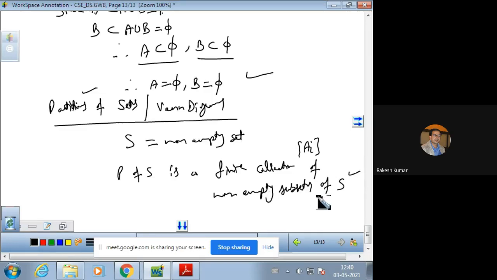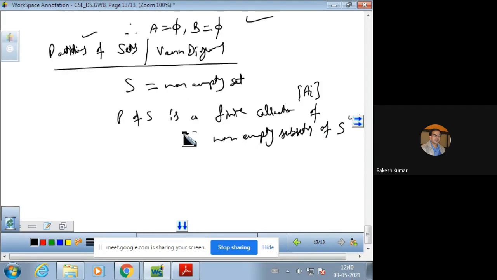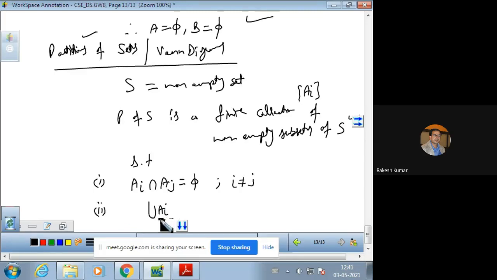इसके जितने भी subsets होंगे उनकी finite collection जो भी होएगी उसको हम लोग partition बोलेंगे, और साथ में condition होएगी such that partition की ये conditions हैं: that A_i intersection A_j should be phi, i not equal to j, and number 2 point is union of all the partition sets, i from 1 to n, should be equal to the complete non-empty set S. So this is the meaning of a partition of a set S.